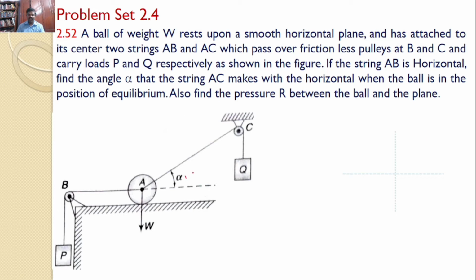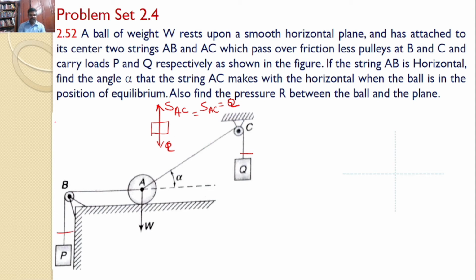Our interest is to find the angle alpha made with the horizontal. Also find the pressure R between the ball and the plane. Now, if you draw the free body diagram at C, there are two forces. One force is the weight Q, and the other force is the string force. Let us consider the string force SAC, and from the equilibrium condition SAC must be equal to Q. That means the force along string AC is equal to Q.